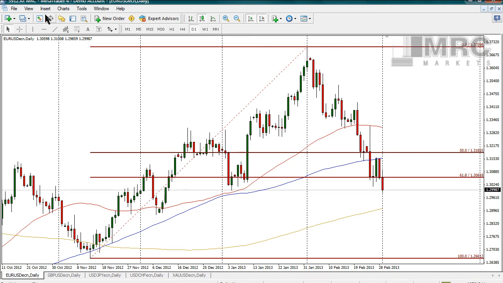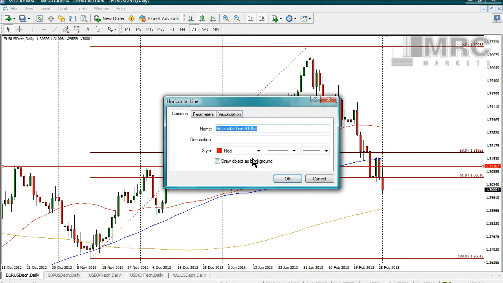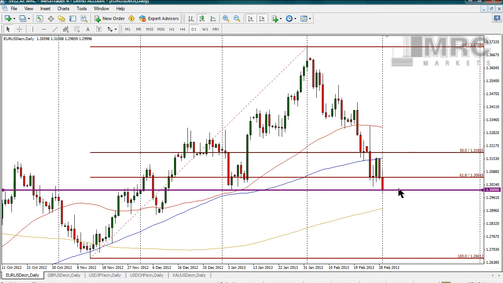The key bull bear line really is this 130. We'll just make this line a little bit thicker actually, so you can see. You can see we're pretty much testing this level as we speak. This was the low of January in 2013. So it's all about this bull bear line. Will we close above or below?